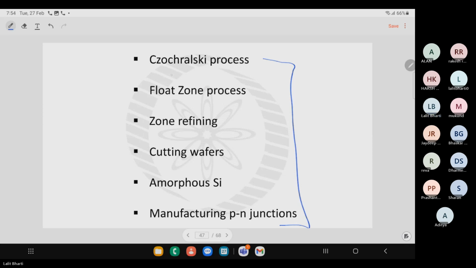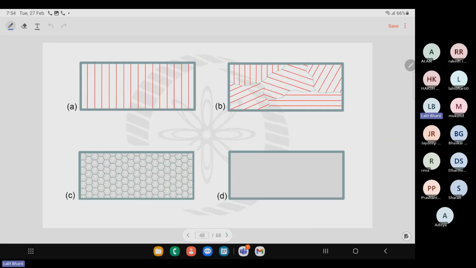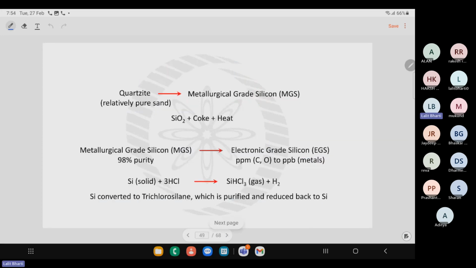The Czochralski process is a very old process and very much utilized. Then we have the float zone technique. Then we have zone refining and cutting wafers. These are basically the steps. From the Czochralski process to the final product, we get the PN junction.